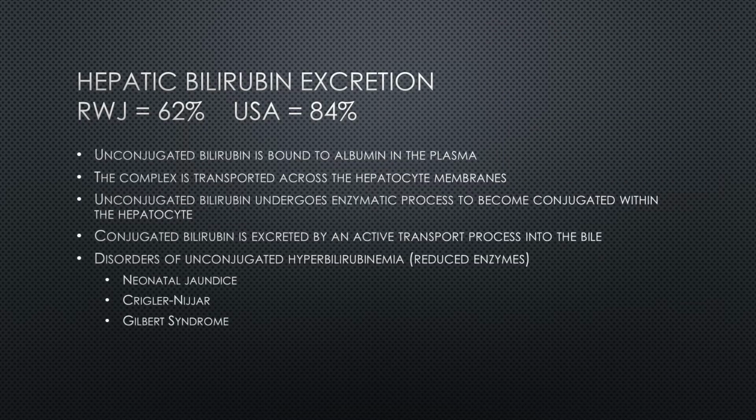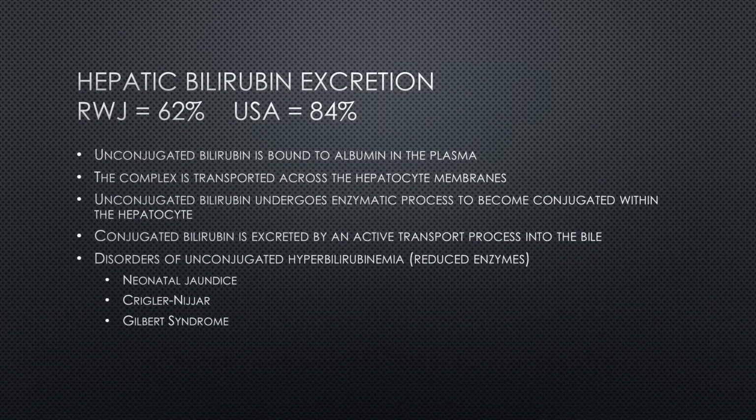All right, hepatic bilirubin excretion. So, not exactly sure what this question was getting at on the exam, but we can just go over the topic a little bit. So, there are really two types of bilirubin, conjugated and unconjugated. When hemoglobin is broken down, it is initially unconjugated bilirubin, and this is bound to albumin in the plasma.